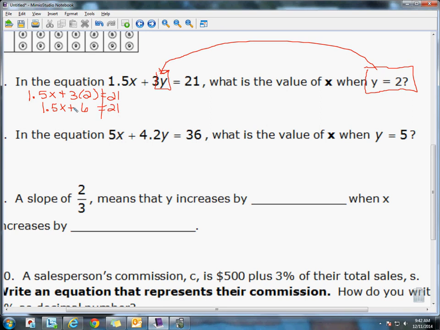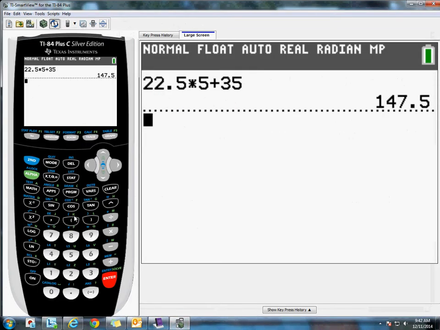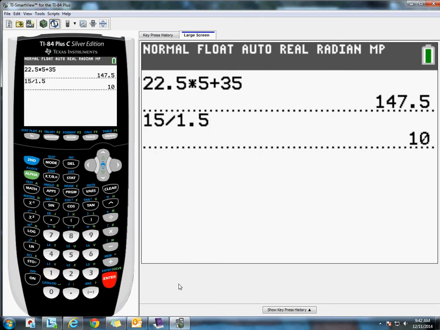Now you have a simple two-step equation. Subtract 6 from both sides. Those cross out. We have 1.5x is equal to 21 minus 6. You'll get your 15. Divide both sides by that 1.5. X is equal to, and you can type in the calculator, just 15 divided by 1.5. And we get 10.